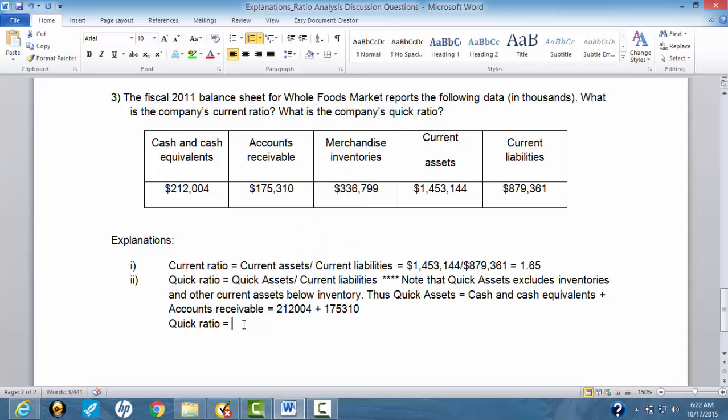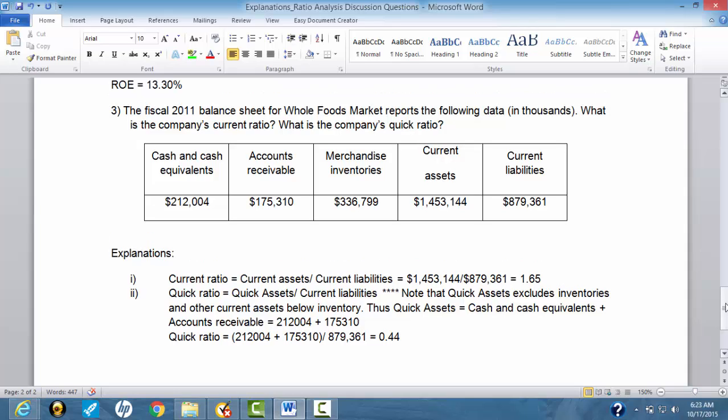Now the quick ratio will be equal to the quick assets divided by the current liabilities, which is 879361, and the answer is 0.44. So that's the quick ratio, and we see that the quick ratio is lower than the current ratio because the numerator is based upon the quick assets. So this brings us to the end of the analysis of various ratios.